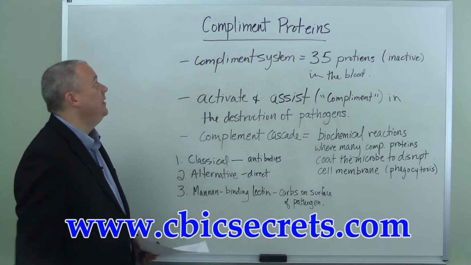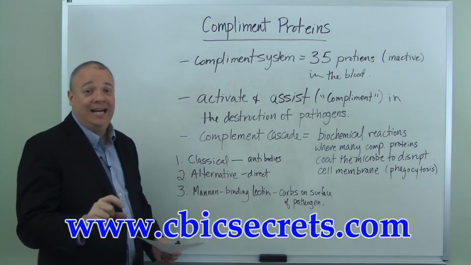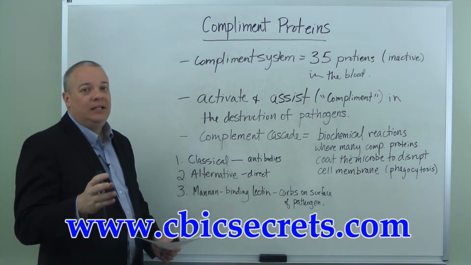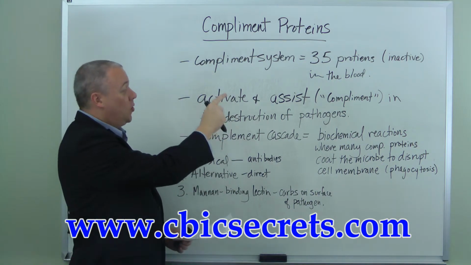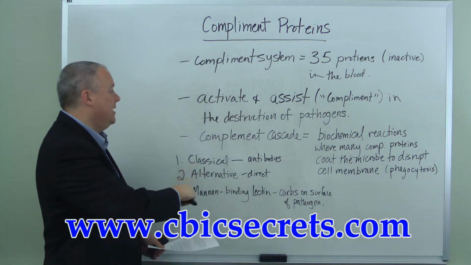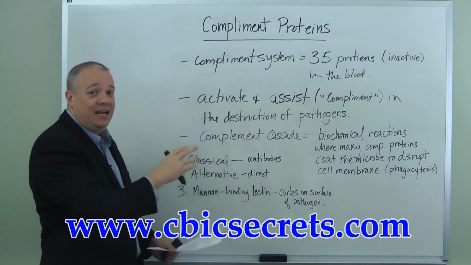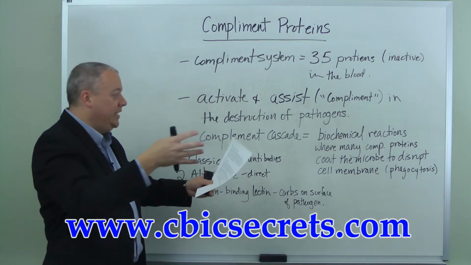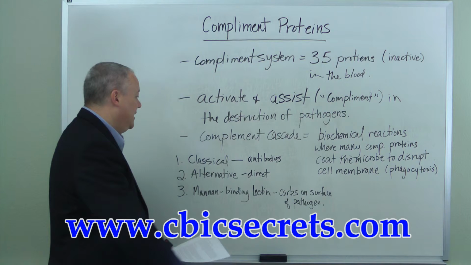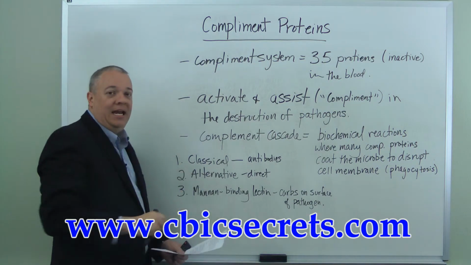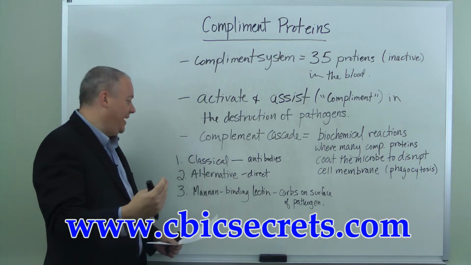So just to recap briefly, the complement protein system is a series of approximately 35 proteins that remain inactive in the blood until certain chemical markers are present. And when those markers kick in, it activates and assists or complements in the destruction of pathogens. When those biochemical markers are present, a complement cascade ensues, where the complement proteins coat the microbe in order to disrupt the cell membrane and assist the destruction of that cell. The classical complement cascade is when an antibody attached to a pathogen is detected. The proteins then assist that antibody.